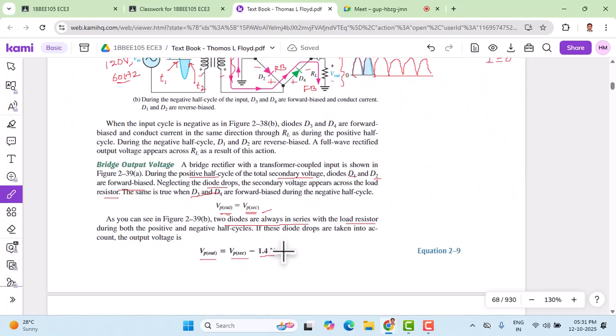We know that the voltage drop across each diode is going to be 0.7 volts. Since the two diodes come in series, it is going to be 1.4 volts, the sum of two diode drops. Therefore, the peak output voltage is equal to the peak voltage of the secondary, and we need to subtract two diode drops from the secondary peak voltage. That is the peak voltage that appears across the load resistor.